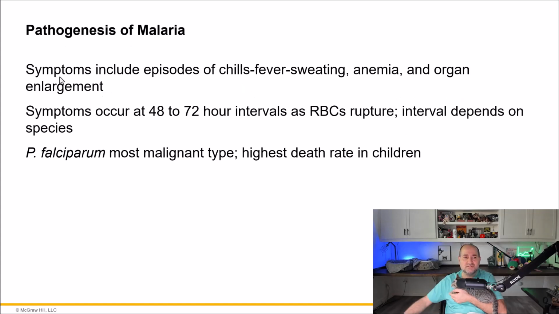Now, once you have malaria, symptoms include episodes of chills, fever, sweating, anemia, and organ enlargement. Symptoms occur at 48 to 72-hour intervals as red blood cells keep rupturing. Literally, I've seen this under a microscope. Your red blood cells pop open and all these merozoites burst out, and that cannot be good for your immune system. This is what leads to all that fever and sweating and chills and anemia. Your red blood cells are literally popping. And it's Plasmodium falciparum, which is the most malignant type with the highest death rate, especially in children.